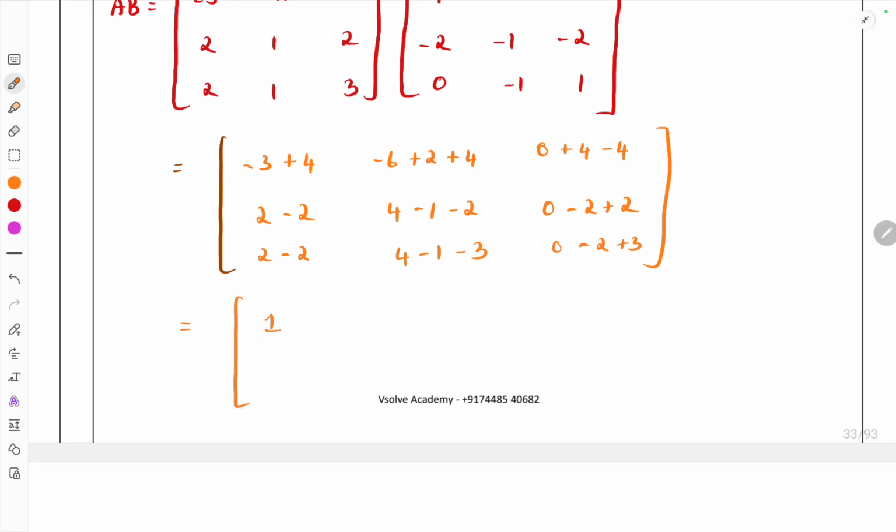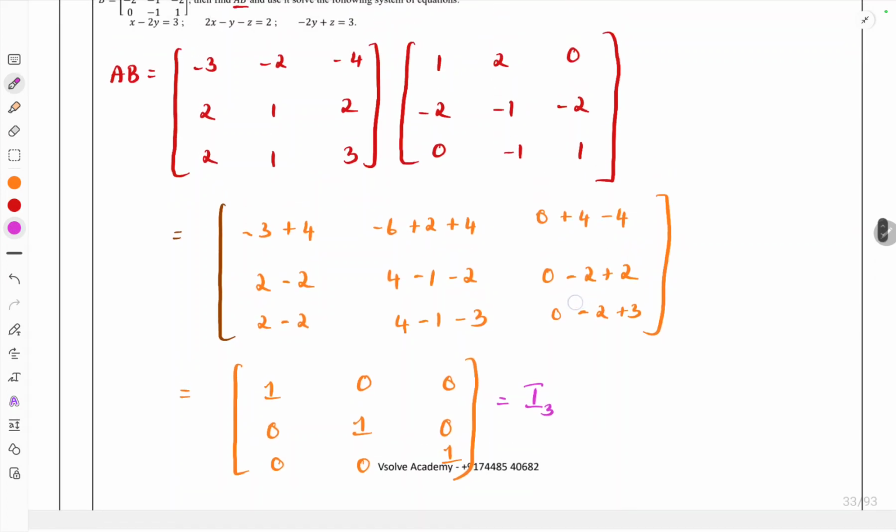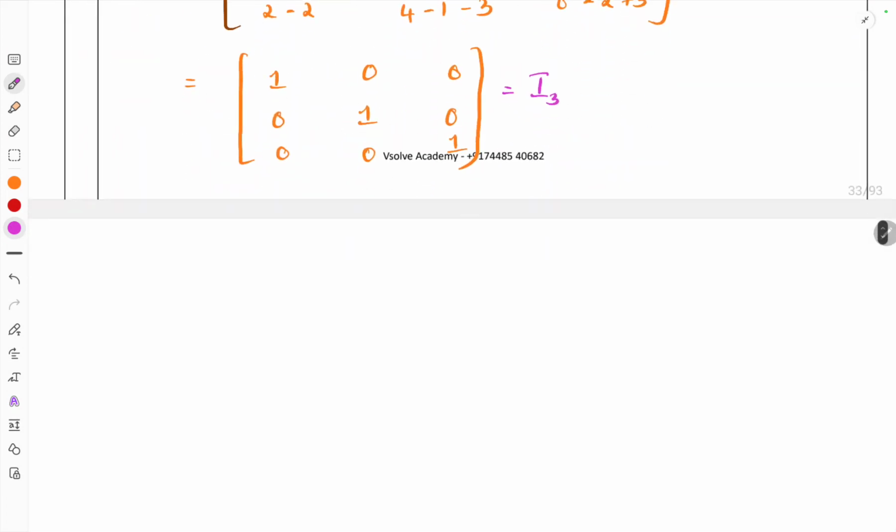So here minus 6 plus 6 is 0, and 4 minus 4 is 0, 2 minus 2 is 0, 4 minus 3 is 1, and 0 minus 2 plus 2 is 0, here also 0. So 4 minus 4 is 0 here, 3 minus 2 is 1 here. So which means this is nothing but the identity matrix we got, I3. So here we got matrix AB equal to I.